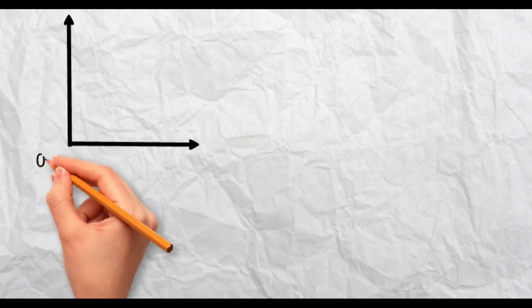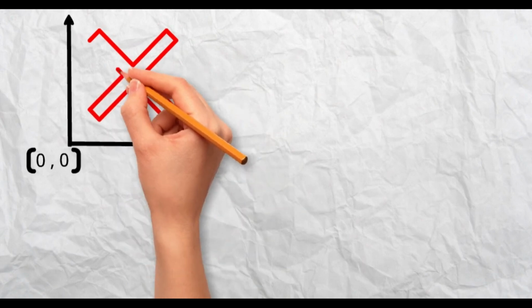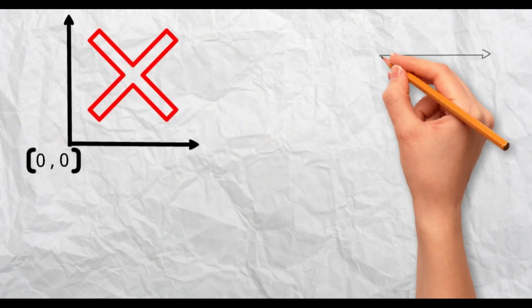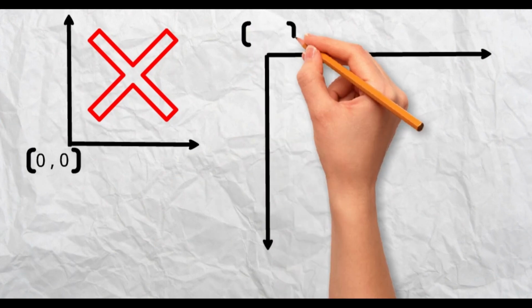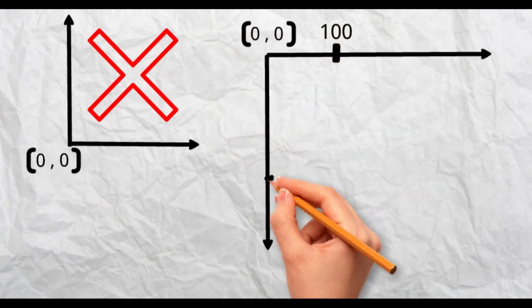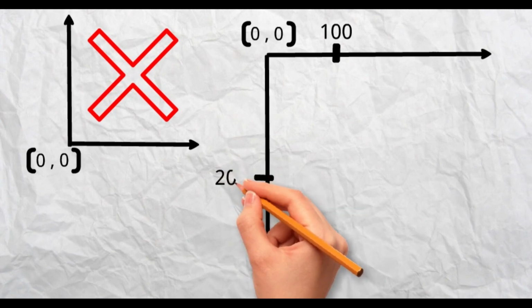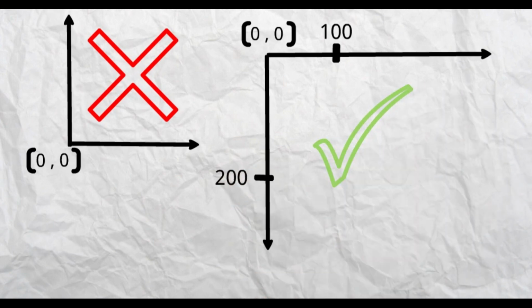Before we dive into the coding part, there is one thing we need to understand: how the computer graphics system works. Unlike regular graphs where the origin (0, 0) starts at the bottom left corner, computer graphics start at the top left corner. This means the x-axis increases as you move right and the y-axis increases as you move down. So for example, (100, 200) means 100 pixels to the right and 200 pixels down from the top left corner. Keep this in mind, it will make working with coordinates in PyAutoGUI much easier. So now let's get started.